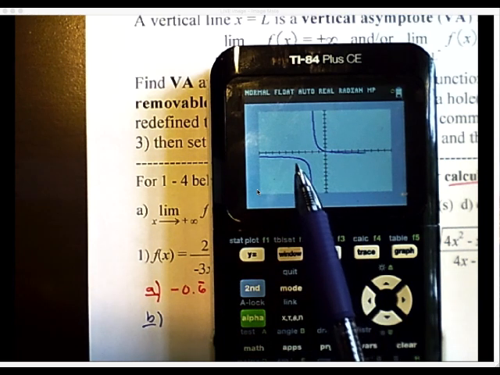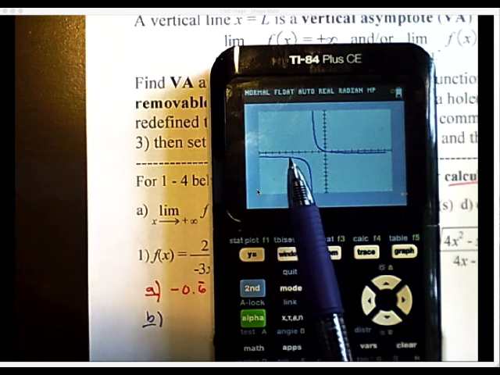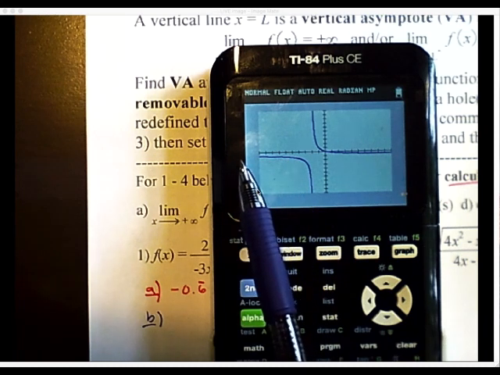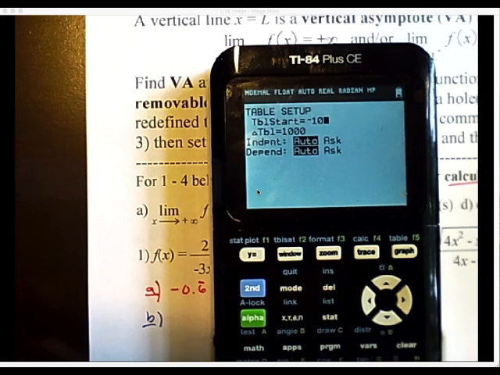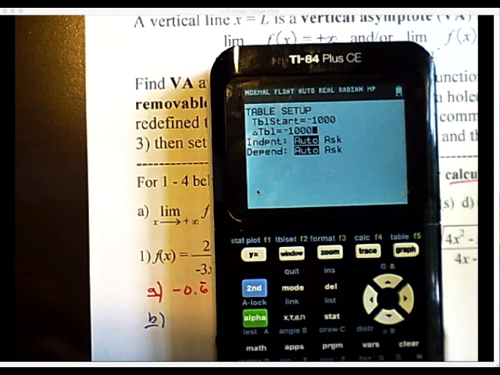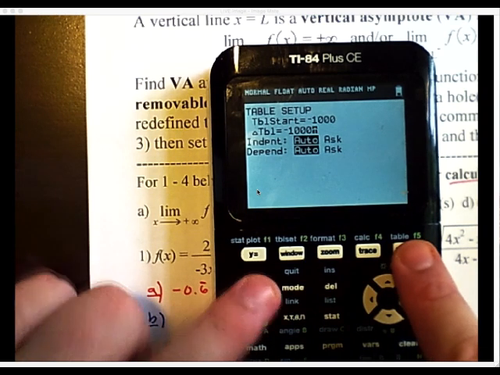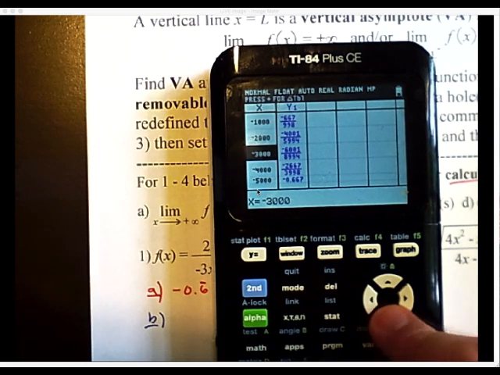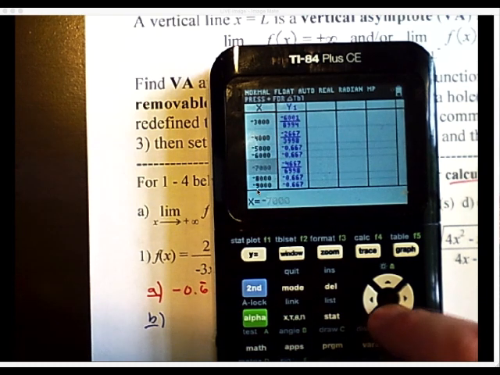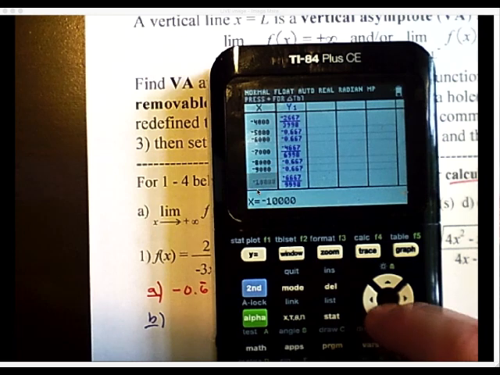Now I'm going to be talking about this part of the graph as I go further and further and further to the left. Okay, so let's do kind of the same thing. Maybe we start our table at negative 1,000, but then we want it to go down by 1,000 each time. And again, second graph. What do you notice here?